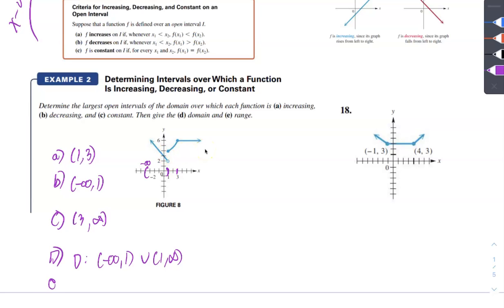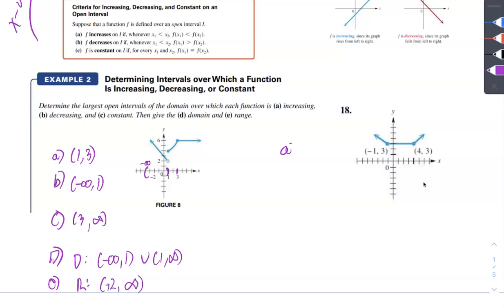My range: the lowest I see is 2, and then it goes on forever. So 2 to infinity. Sorry, +2 to infinity. That's the lowest. My range is low to high. The lowest I see right there is at 2, then it goes all the way up. They overlap here, but that doesn't matter. It's just, is there ever a break? There isn't. So from 2 on. So that's that one.